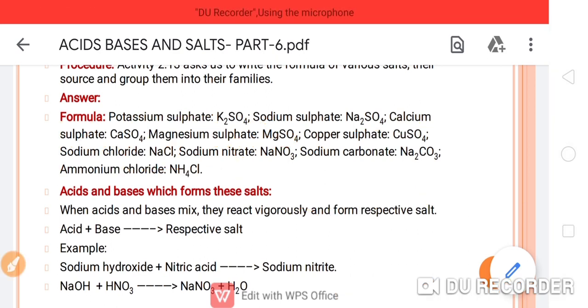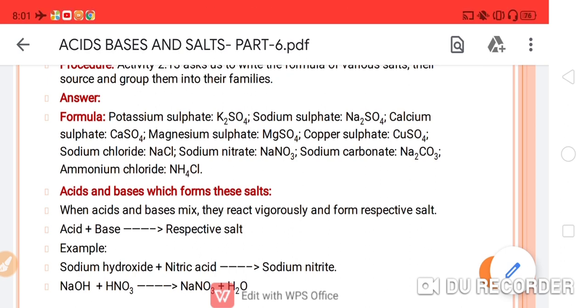So now you can easily identify which acid we need to form the given salt. Suppose you have to form sodium nitrate salt, so which acid will you use? You can use nitric acid, because HNO3 is nitric acid. When you dissolve HNO3 in water, at that time H positive and NO3 negative will form.